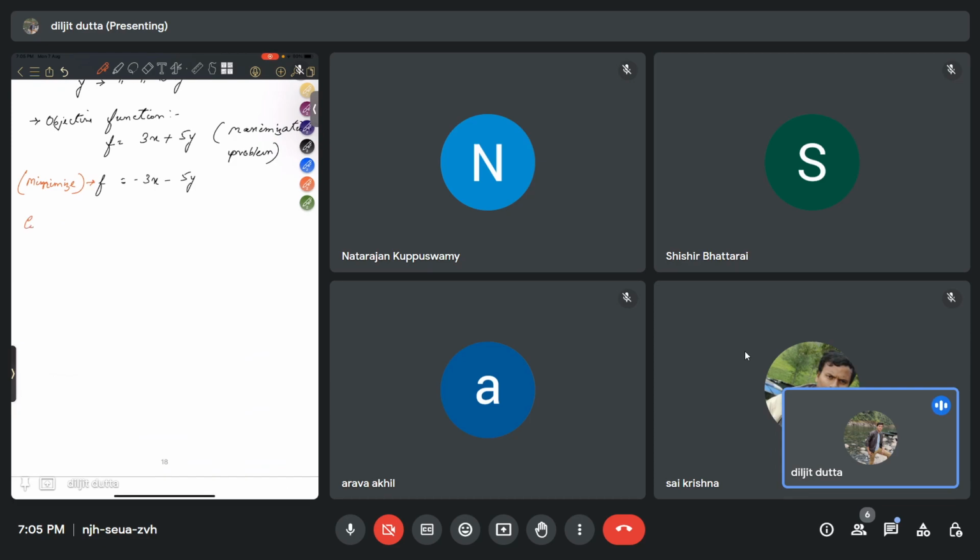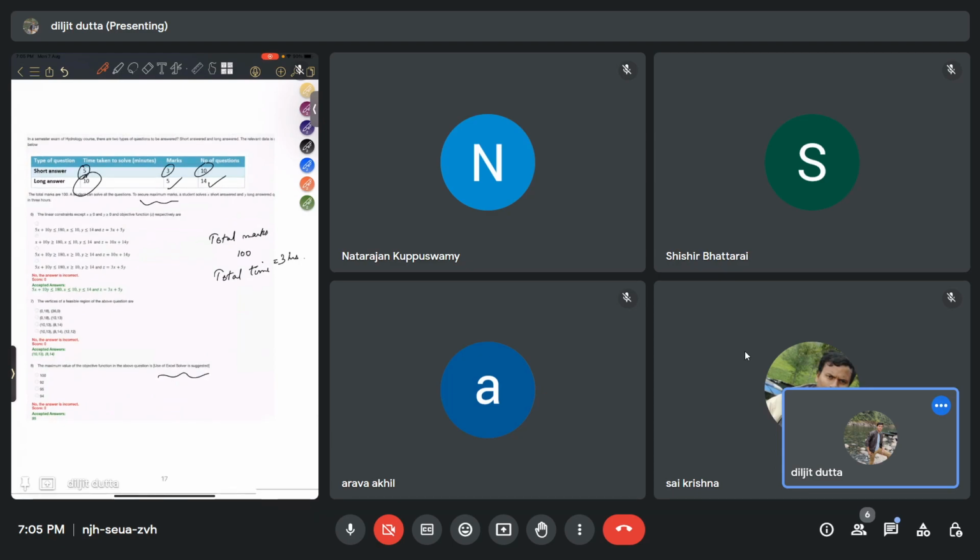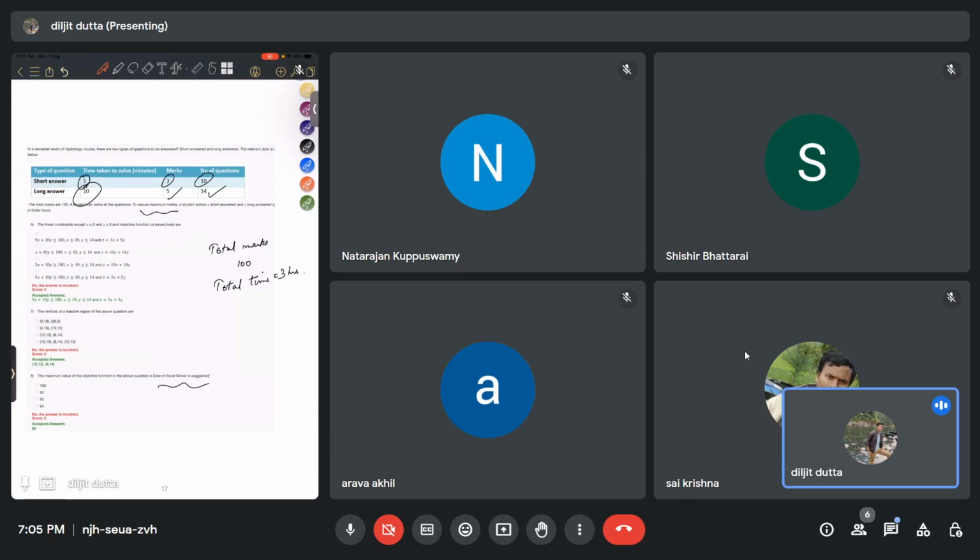Next, we have to find the constraints. How do we find the constraints? The thing is that we have a constraint on the total number of marks obtained by a student, and also a constraint on the total amount of time. So we can set one constraint on time and one constraint on the number of questions that is solved.